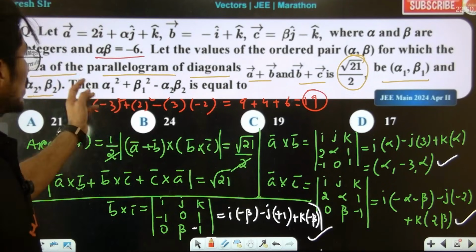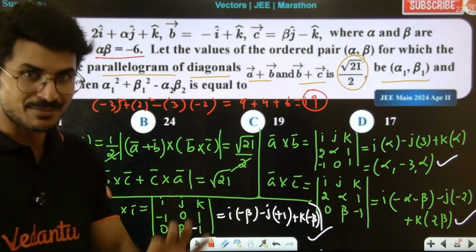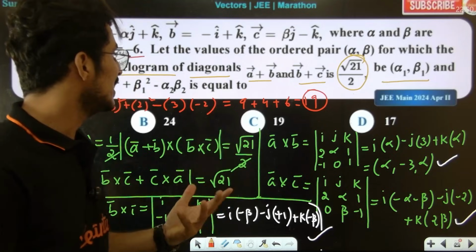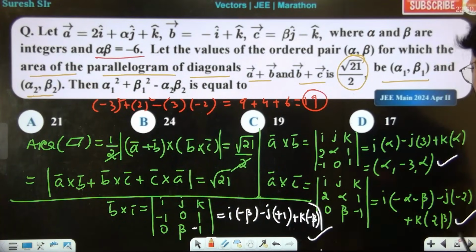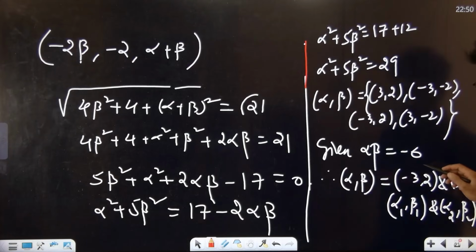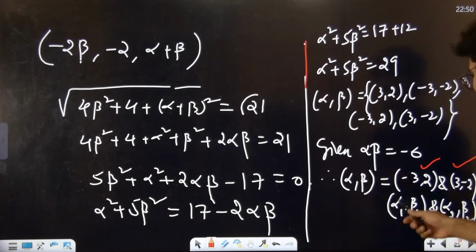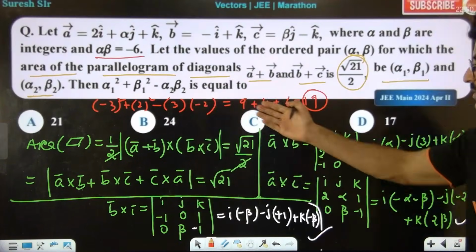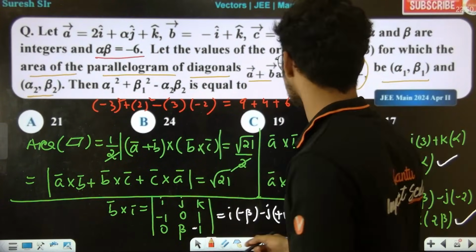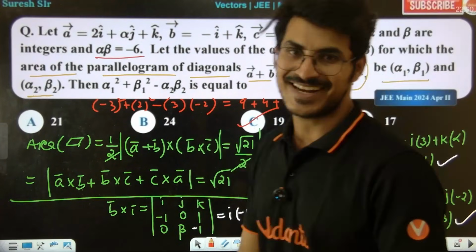Okay, so the question is the 4 lines question, a simple question, a little lengthy, but still we can do it because the concept is simple here. I just found the possible values of alpha and beta. So we got these possible values, and now I am taking alpha 1 beta 1, alpha 2 beta 2, and substituting these values here, you will end up getting 19 as the answer. Option C.